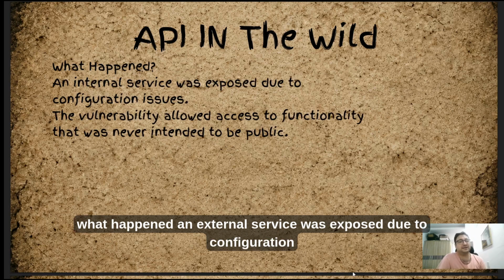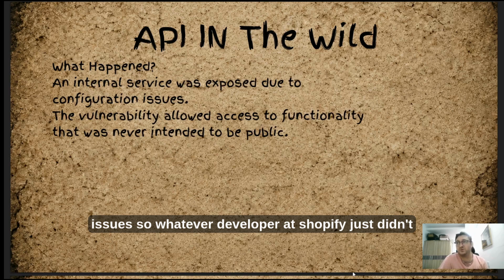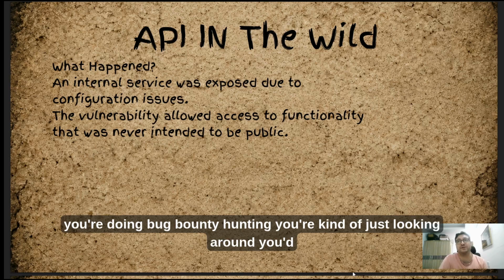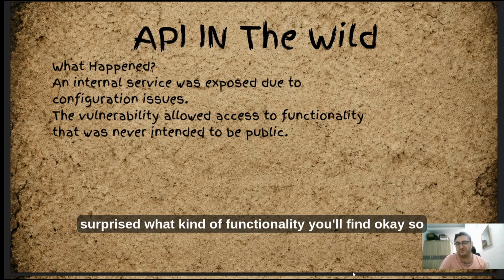So what happened? An external service was exposed due to configuration issues. So whatever developer at Shopify just didn't take enough care to show what happened. So the vulnerability allowed access to functionality that was never intended to the public. Okay, so guys, kind of look through these applications when you're doing bug bounty hunting. You're kind of just looking around. You'd be surprised what kind of functionality you'll find.